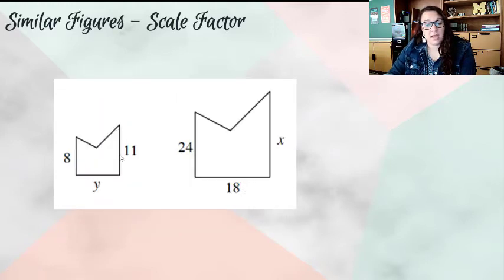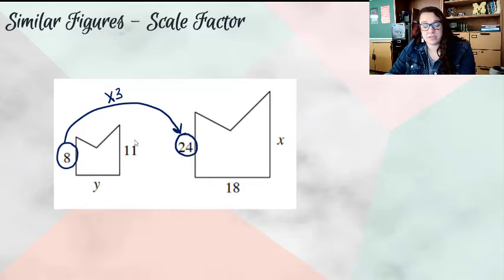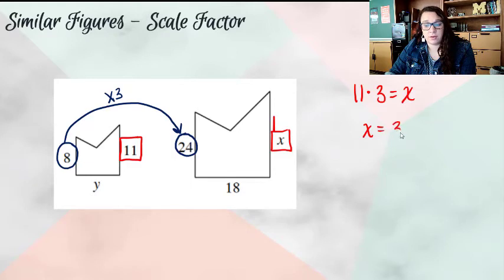Here's another one. And this time, notice I've got an X and a Y. Let's match things up to start. I'm going to circle the 8 and the 24. And notice that from 8 to 24, it went times 3. Let's see if we can match up another set. I'm going to match up the 11 with the box to the X. So we know in the same setup it's going to be 11 times 3 is X. So therefore X must be 33.